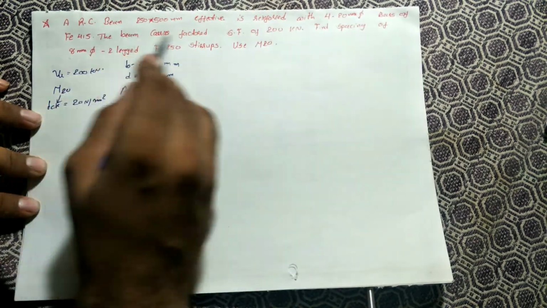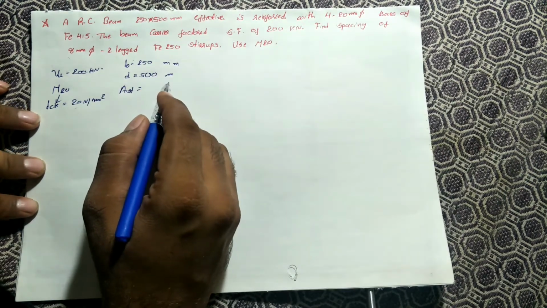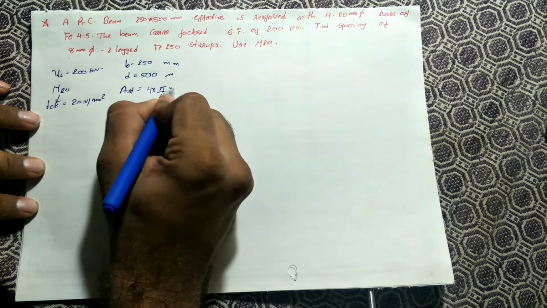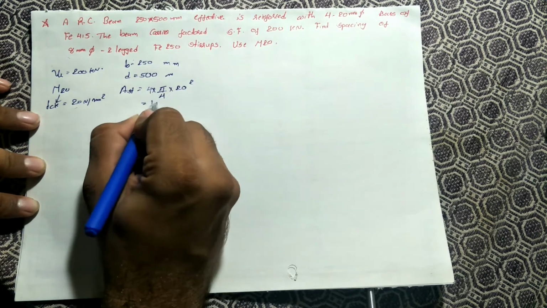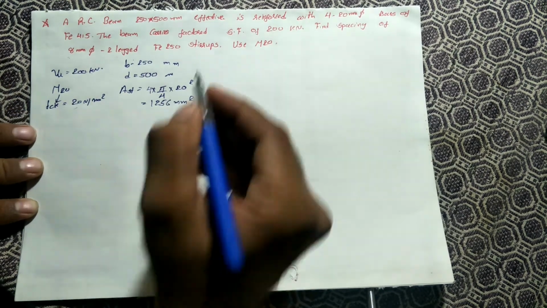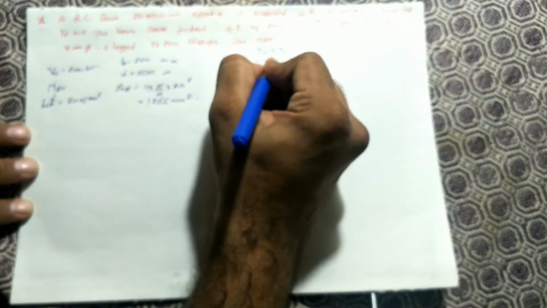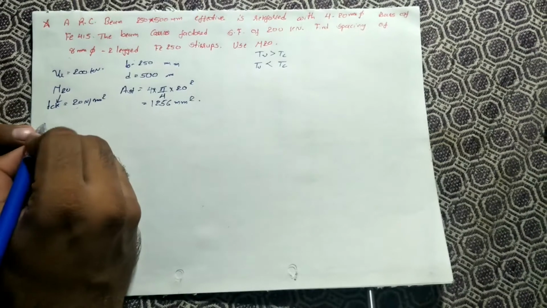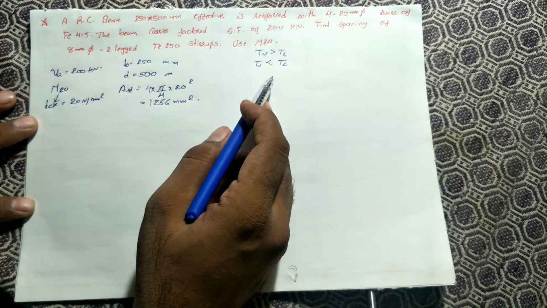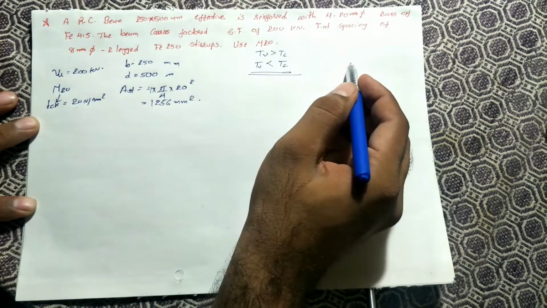Area of steel is given, that is 4-20 dia. So area of steel is equal to 4 into pi by 4 into 20 square, so it is 1256 mm square. So we have to check whether tau v is greater than tau c or tau v is less than tau c. In a previous video we solved a numerical based on the condition tau v less than tau c, where we have to provide minimum shear reinforcement.